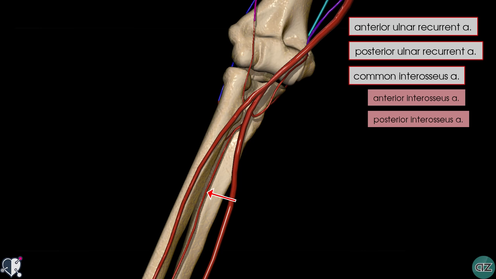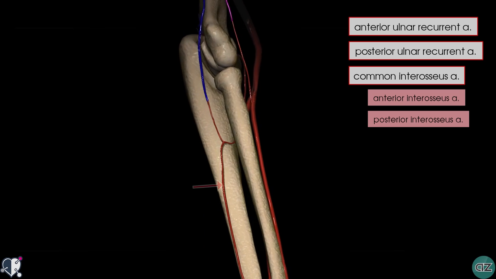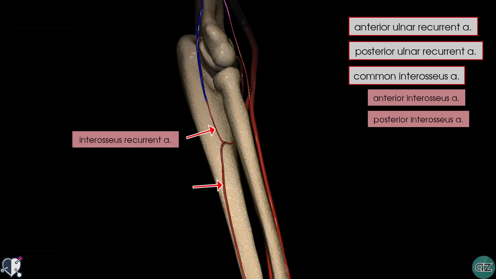If I rotate the model posteriorly, we can see the posterior interosseous artery, and it gives off the interosseous recurrent artery, which anastomoses with the middle collateral artery, which we saw before was a branch of the profunda brachii artery.